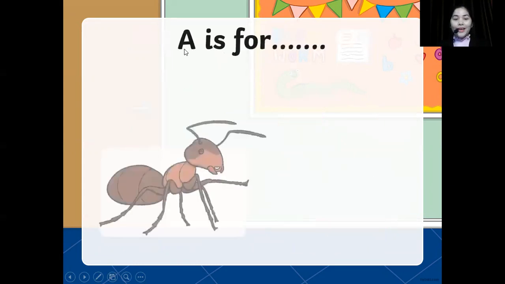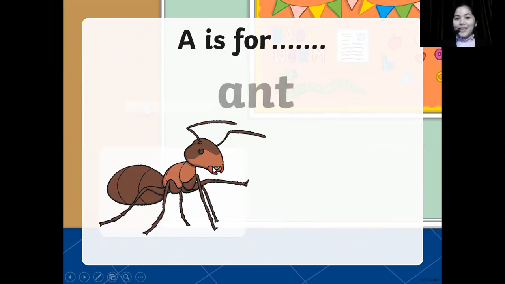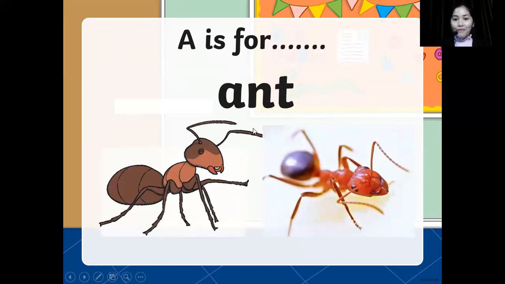Great, so now I will be focusing on another vocabulary word about letter A. So A is for, can you guess what this is? A is for ant. Can you say it again? Ant, A-N-T, ant, A-N-T. See, ant. So I have here, how many ants do you see? That's great. We have two ants here. One and two.